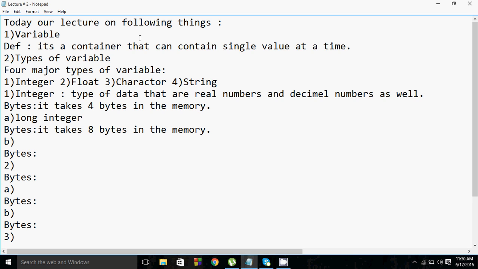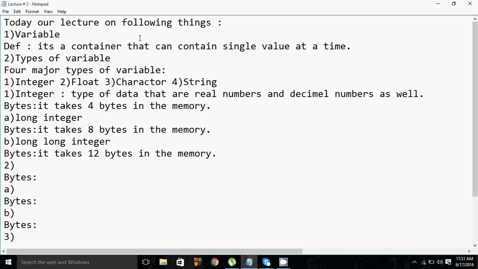And if our data is too long and cannot be stored even in a long integer, we have to choose long long int, which is the extended type of long integer. This long takes 4 bytes in the memory, this long as well takes 4 bytes, and this integer also takes 4 bytes. So it directly means that it takes 12 bytes in the memory.